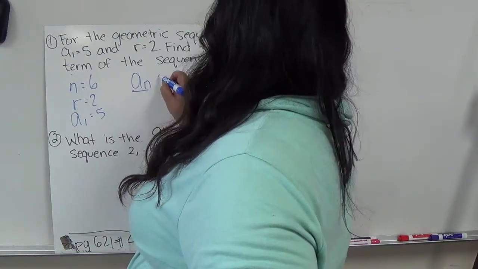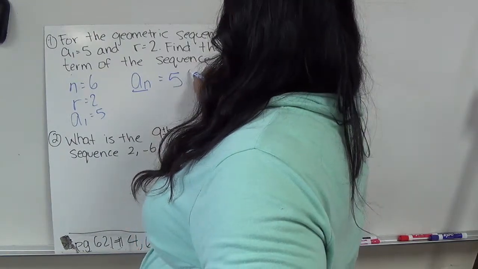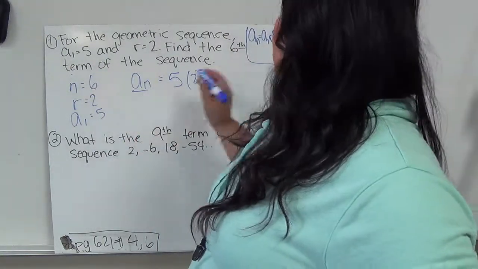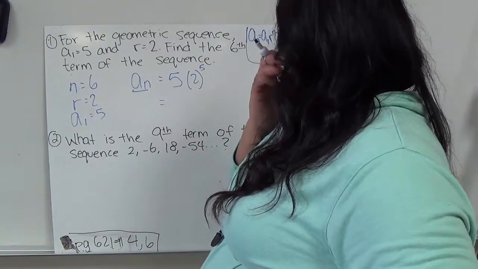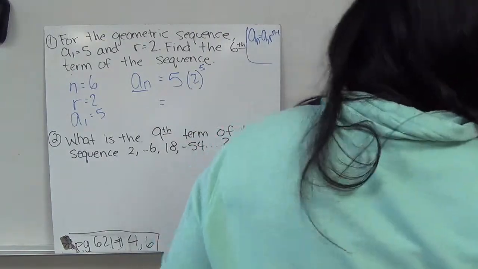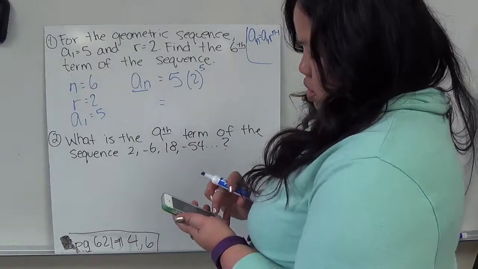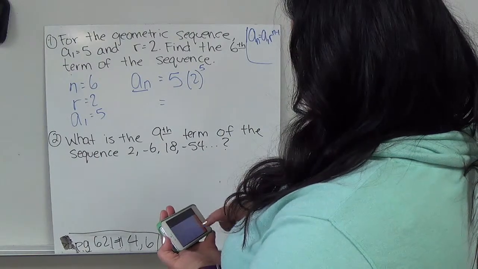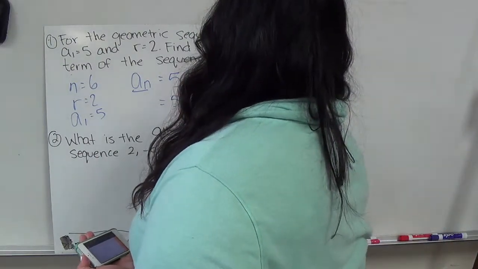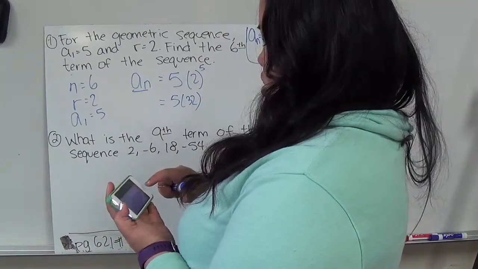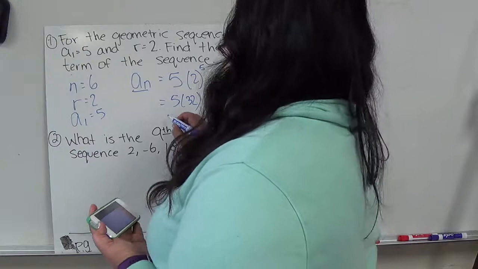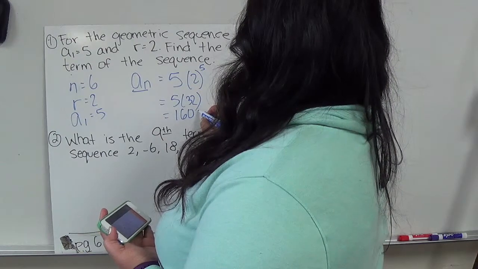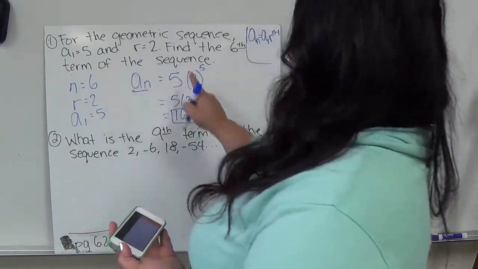an, that's my answer, what I'm looking for. a1 is 5 times r, which is 2, to the n minus 1. So 6 minus 1, which is 5, right? So first I'm going to apply this 2 to the power of 5, which gives me 32, so 5 times 32 gives 160. So the 6th term of this sequence will be 160.